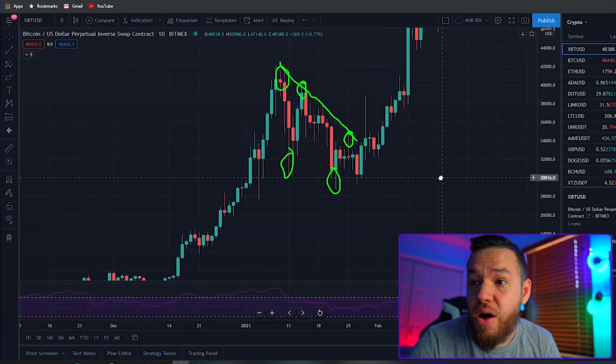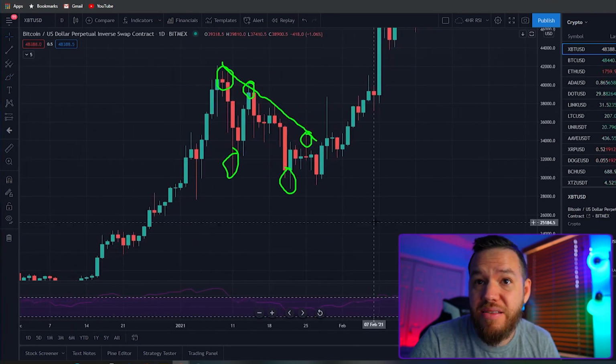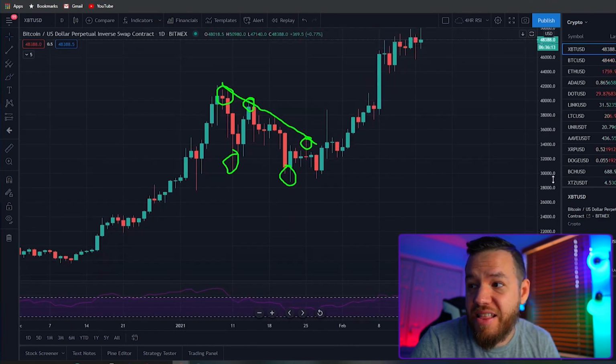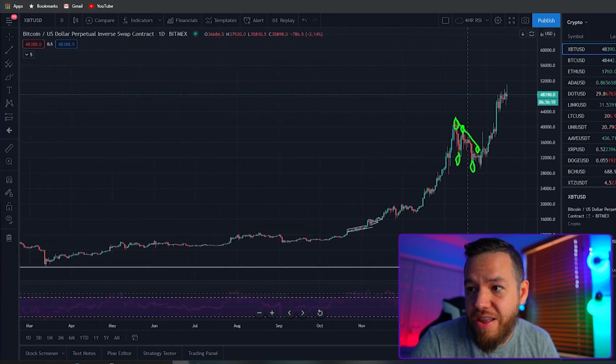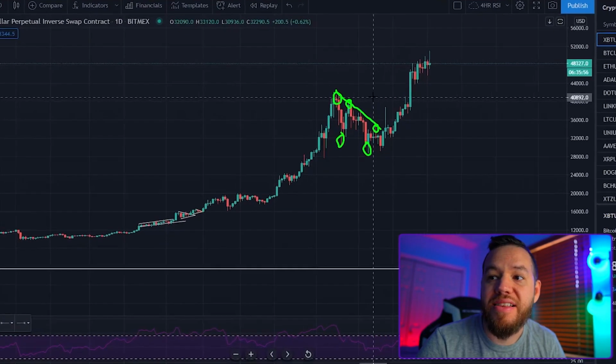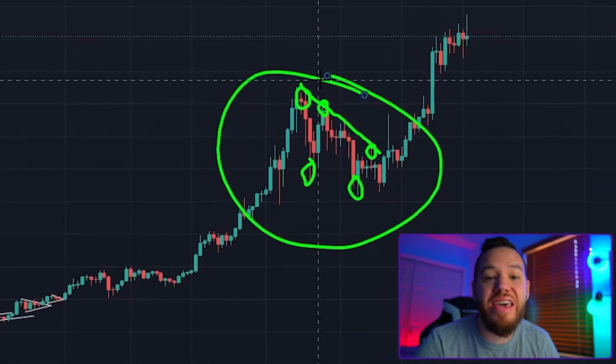Then if you zoom out just a bit, you can see that the actual overall trend is up. And this is just a slight pullback in the overall trend.